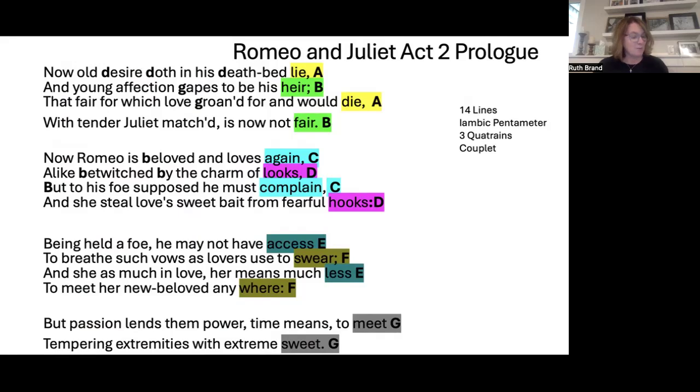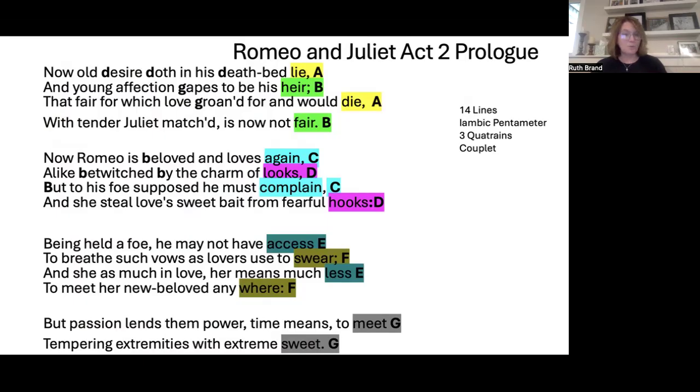Okay, so the word bewitched here kind of recalls the idea that his heart has been struck by Cupid. He's under a spell. He has seen Juliet, and her beauty has just enchanted him. But she is his foe, at least in terms of the angst between the Capulets and the Montagues, right? And the last line here, she has to steal love's sweet bait from fearful hooks.